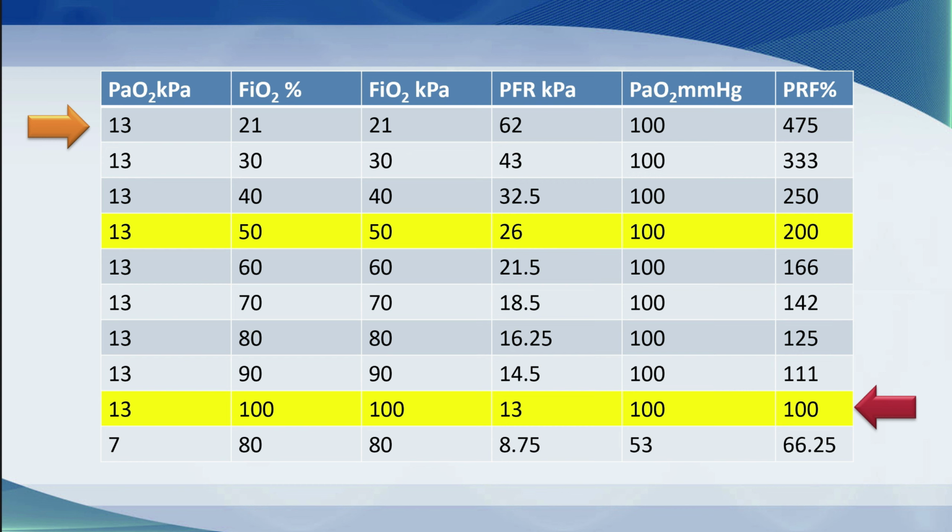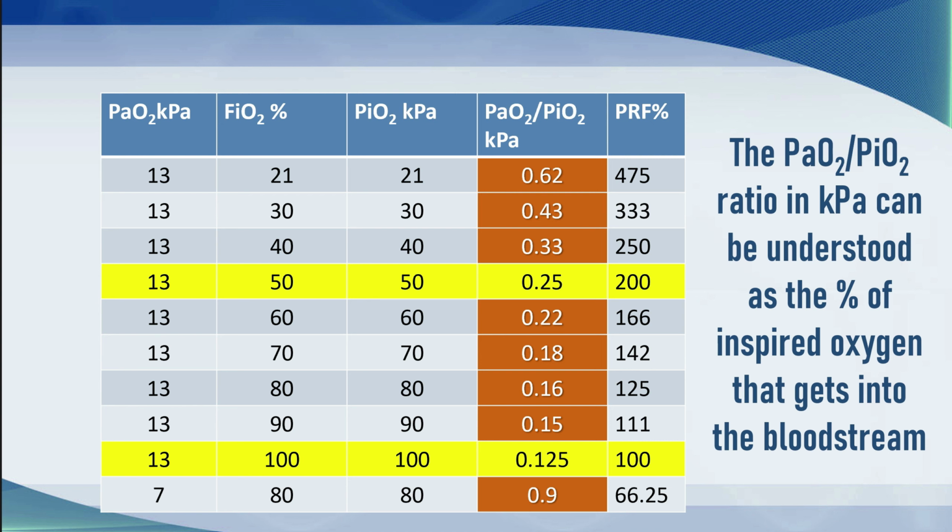For example, at the bottom of the chart is a PaO2 of 7 kilopascals on 80% oxygen, and that represents only 8.75% of inspired oxygen tension. The equivalent PF ratio in millimeters of mercury is 66.25. In many ways, using the PaO2 divided by the PiO2 to generate a fractional number is quite handy, and it gives us an idea of how much oxygen is being lost proportionately as one develops profound hypoxemia.